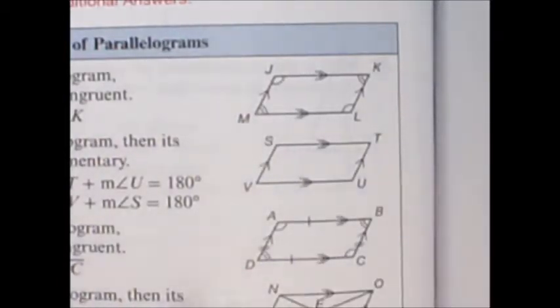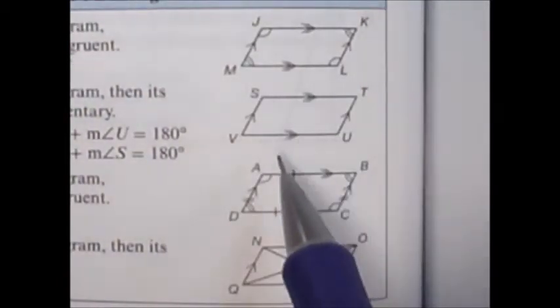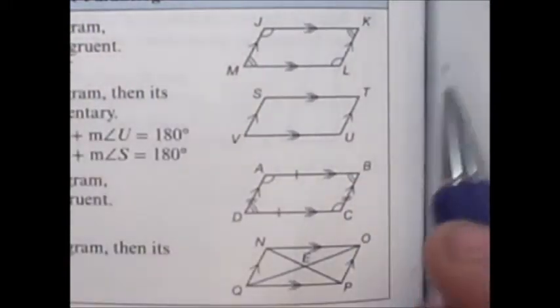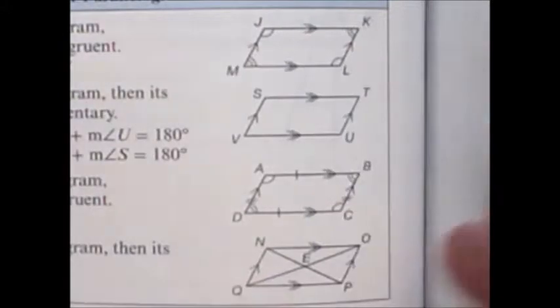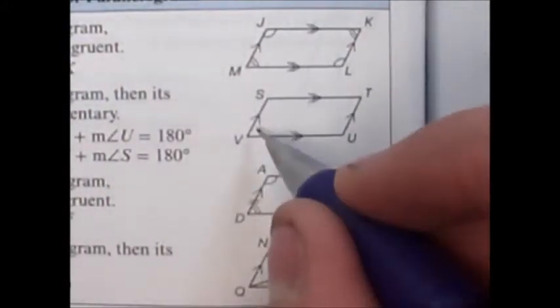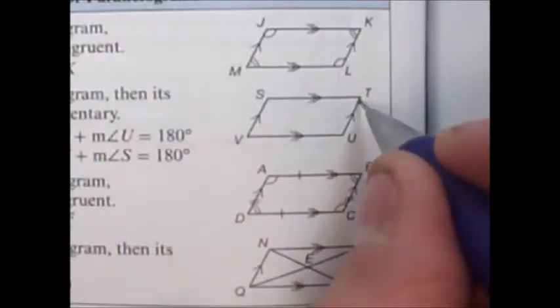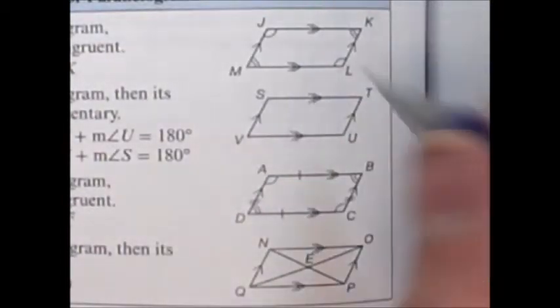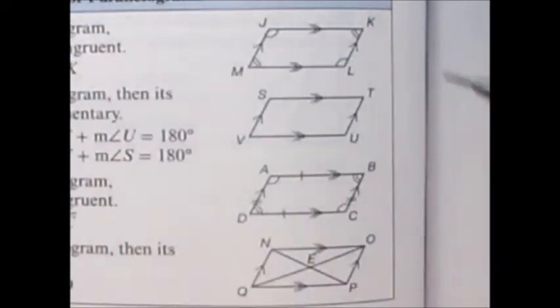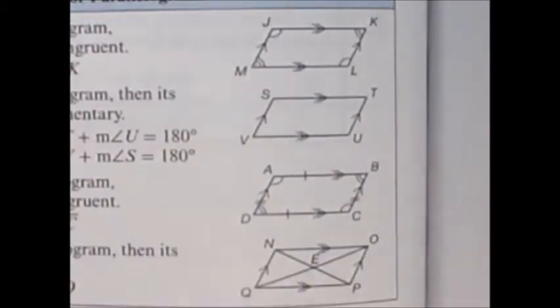Looking at number 2, if a quadrilateral is a parallelogram, then its consecutive angles are supplementary, meaning S and T, when added together, will be 180. T and U, when added together, will be 180. U and V, when added together, will be 180. This only works in parallelograms.